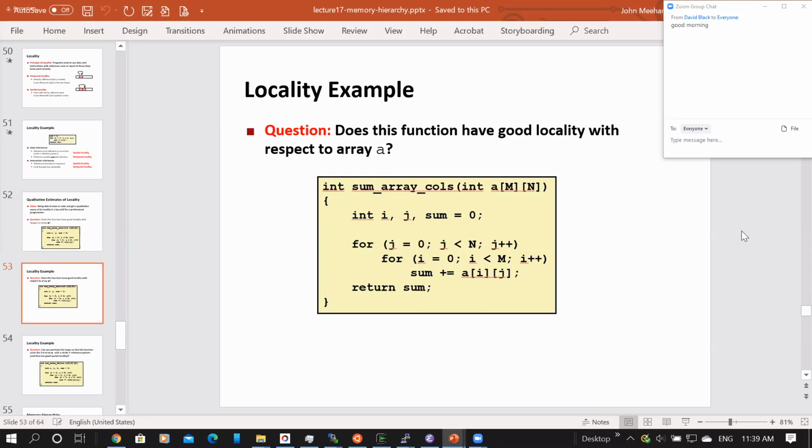So 4 in is a lot bigger than 4, right? Which is the actual next guy in the array, the next integer over, right? So this is not exhibiting that nice stride 1 spatial locality and will in fact run slower as a result of that if n and m get large. Okay.